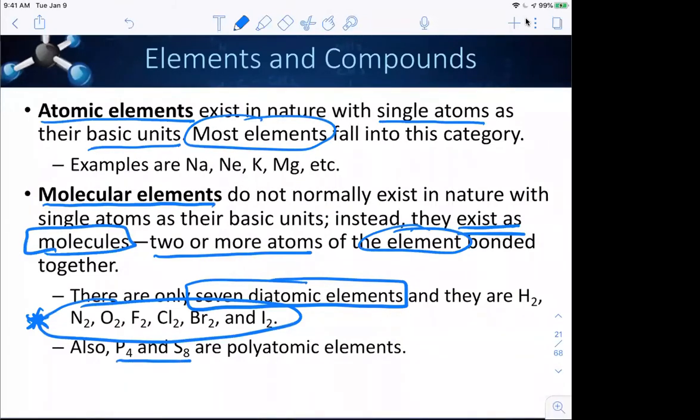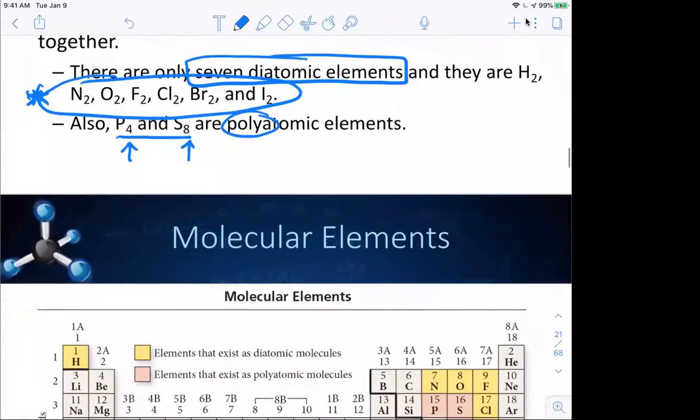Now, phosphorus and sulfur are also polyatomic molecular elements. Phosphorus in nature is actually found as P4. Sulfur is found as S8. Those are not as commonly used. These 7 diatomic elements are things that you definitely have to know and remember.